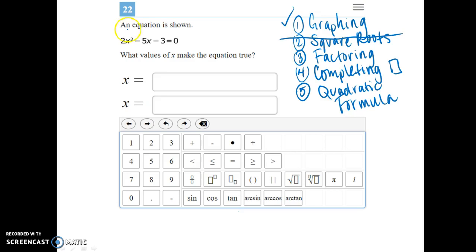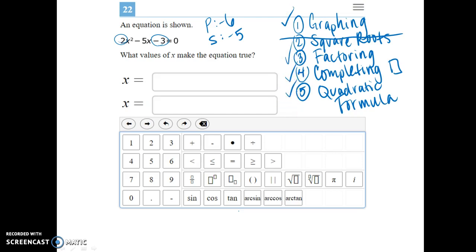Factoring, I would want to look at the 2 and the negative 3, multiply those together, and I get negative 6. So think, are there two numbers that when multiplied give me negative 6 and added give me negative 5? So my product needs to be negative 6 and my sum needs to be negative 5. So it looks like we could possibly do negative 6 and a positive 1. So that means it's factorable. We could factor it. We could also complete the square, and then we could also use quadratic formula.